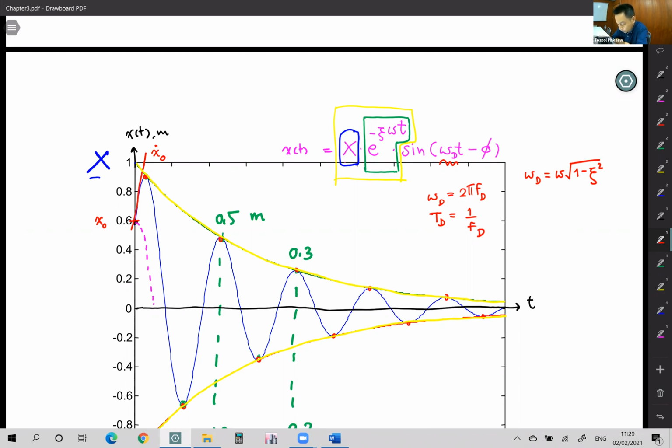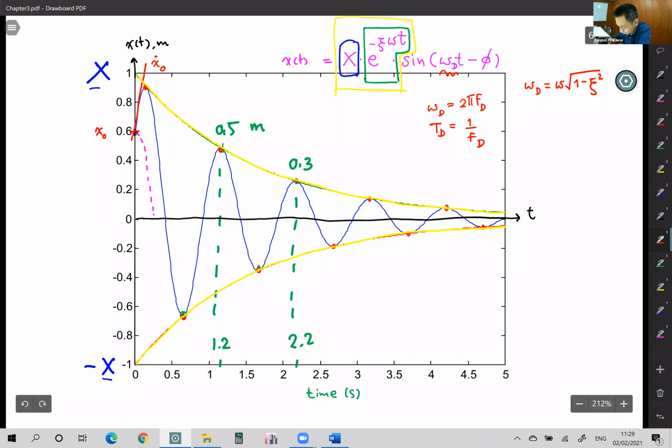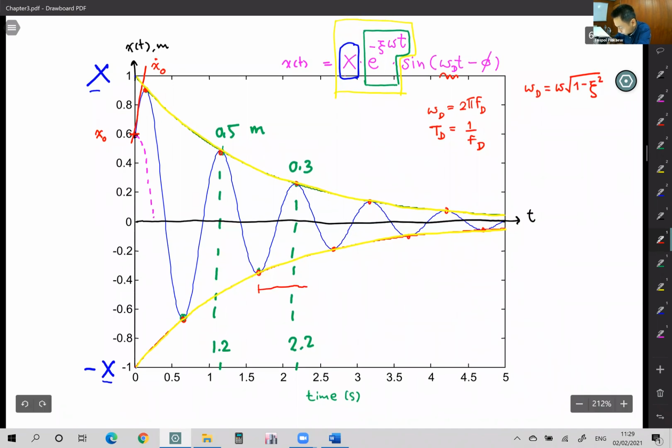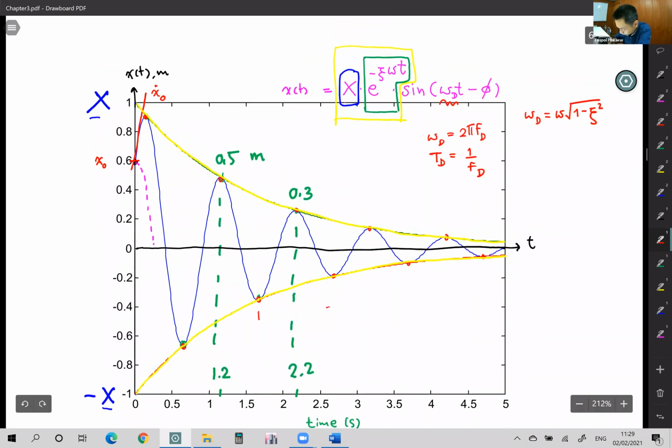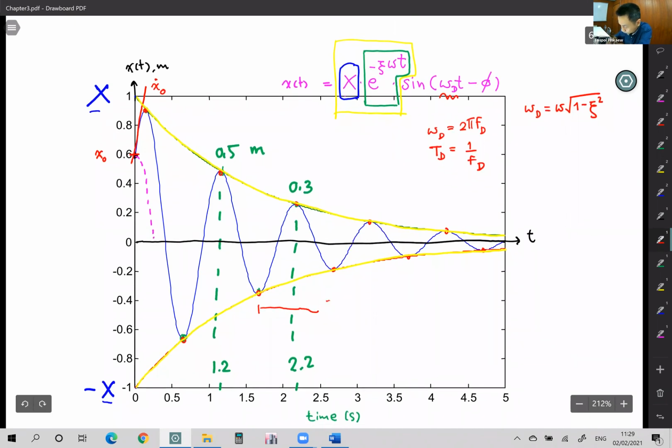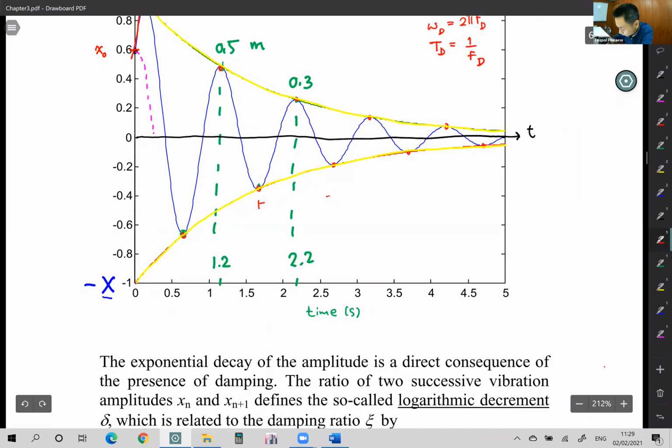So if you want to ask me from here to there, for example, what is the time from this location to that location? I would say this is TD. It's one period of the vibration, right? One cycle of the vibration. This is exactly TD.